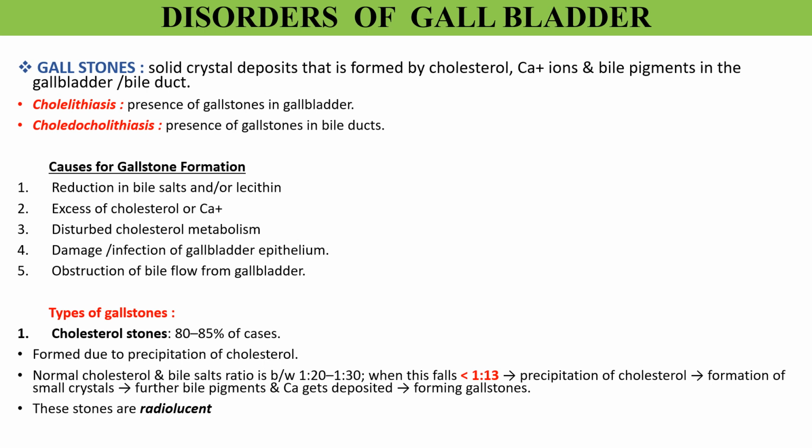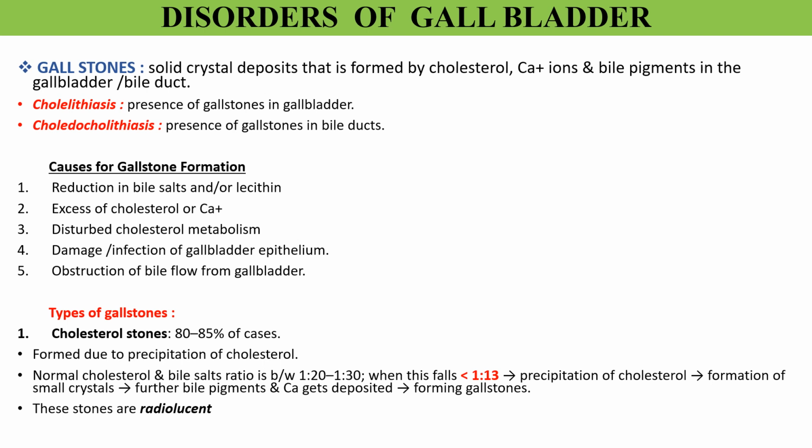Now, let us see the common disorders of the gallbladder. Gallstones are the most common disease of the gallbladder. Gallstones are solid crystal deposits that are formed by cholesterol, calcium ions and bile pigments in the gallbladder or in the bile duct. Causes of gallstones are reduction in bile salts and or lecithin, excess of cholesterol or calcium ions, disturbed cholesterol metabolism in the body, damage or infection of the gallbladder epithelium, or obstruction of bile flow from the gallbladder.